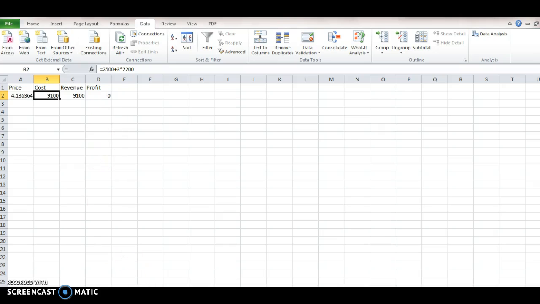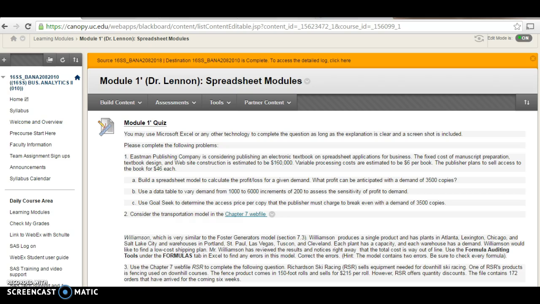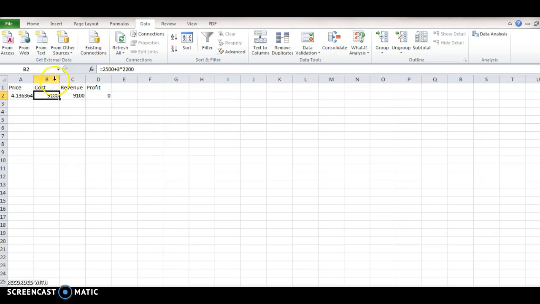Oh, it looks like I made a small mistake there. The fixed cost should have been $25,000. So let's see if we can fix that. So the cost, I made an error. I forgot to include a 0. So I'm just now noticing that. So this price is off. So let's run the goal seek again to see what the correct price should be.